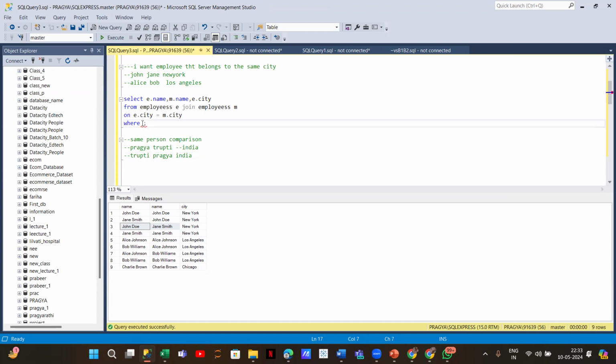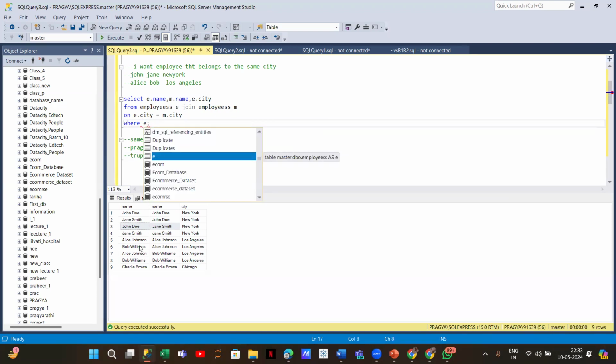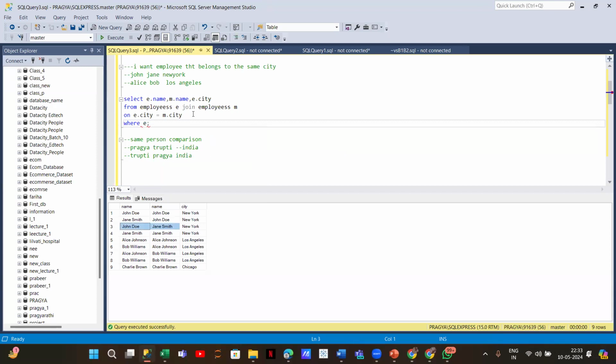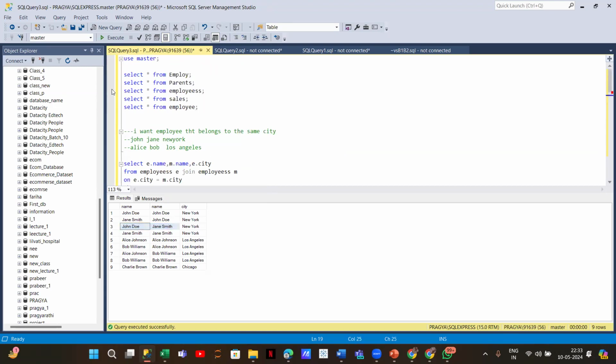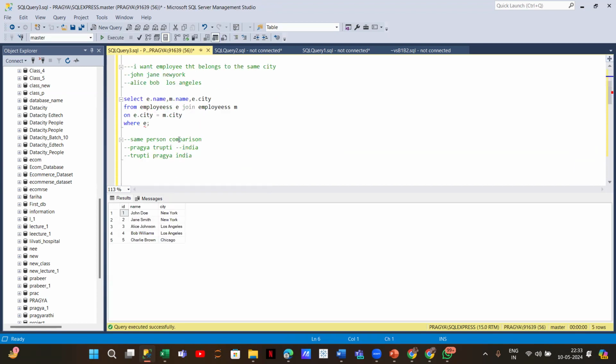If I write like that, if I run my table, just give me a second. If I run this, my table, E dot ID is greater than, I say, M dot ID. What do you think will happen? So how will it remove all the duplicates?